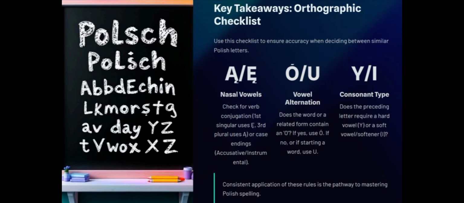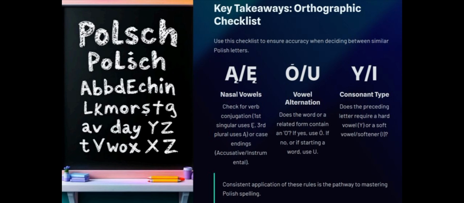Final checklist, orthography summary. Let's summarize with a quick spelling checklist. ą and ę, nasal vowels. Check the verb endings. First person singular uses ę. Third person plural uses ą. They also mark accusative and instrumental cases.